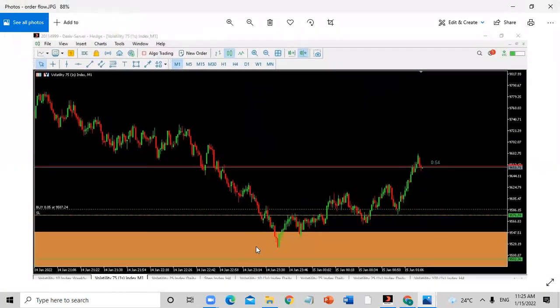So we have our key point of interest here marked by this orange zone. I spotted order flow. This was healthy order flow the whole way, right? Until I see this high. This high was taken out.